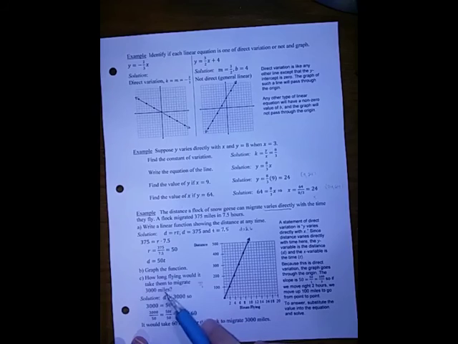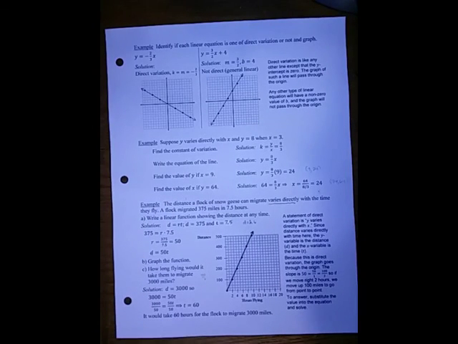How long would it take them to migrate 3,000 miles? Again, that's a y value, so it has to go in terms of the distance. So I would put it on this side of the equation, 3,000 equals 50t, divide both sides by 50, and that gets t equals 60. So it would take 60 hours for the flock to migrate 3,000 miles.